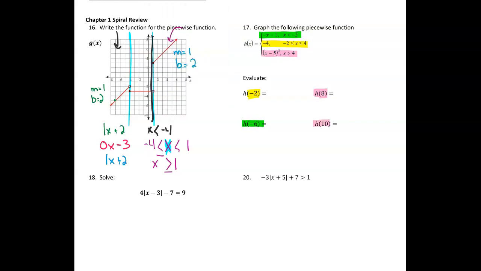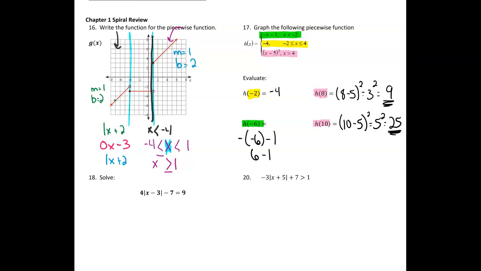So let's start with the yellow one. The yellow one, no matter what number I use, my answer is going to be -4. In my pink scenario, I need to put the 8 in. When I do that, I'll get 3, and 3 squared is 9 for my final answer. I'll do the same for the one below it. 10 minus 5 is 5, and then 5 squared is 25 for my final answer. And then the other one, I'll have the negative with a -6, subtract 1. That'll turn into a 6, so I get 5 as my final answer.